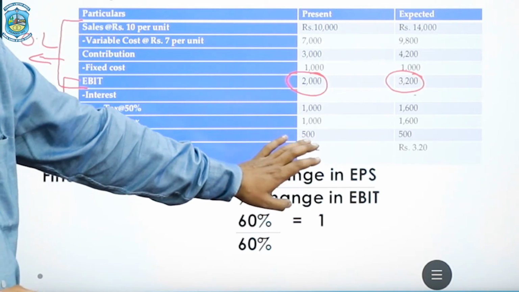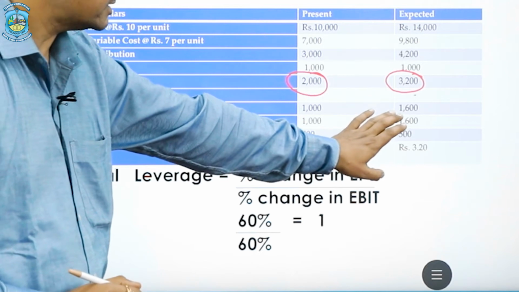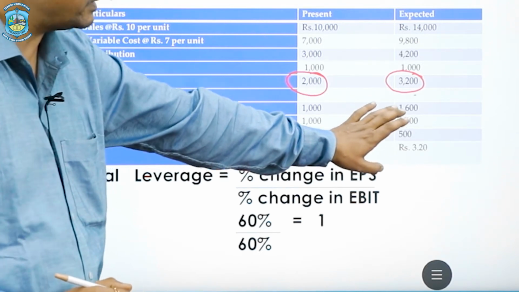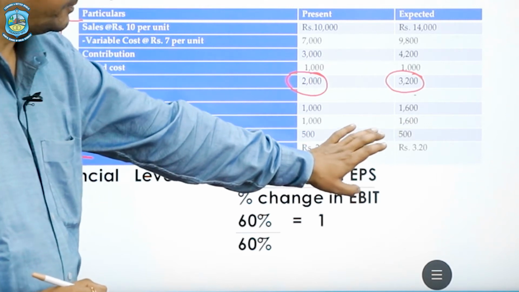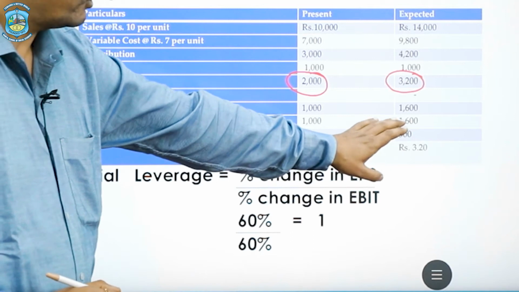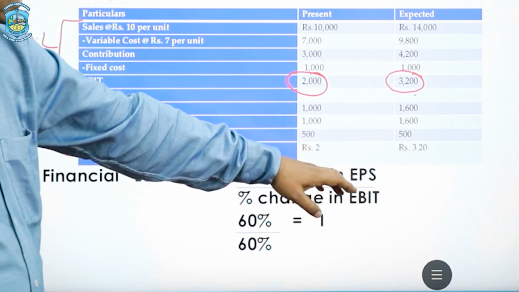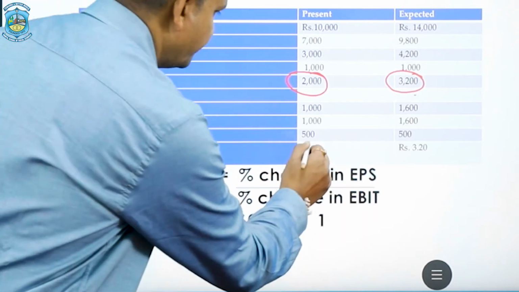Same way in the case of expected EBIT, we have 1,600 as tax, 50% of 3,200. Then profit after tax remains 1,600. Then we have 500 as number of equity shares, and in the same way profit after tax, that is 1,600 divided by 500 gives us an EPS of 3.20 rupees.